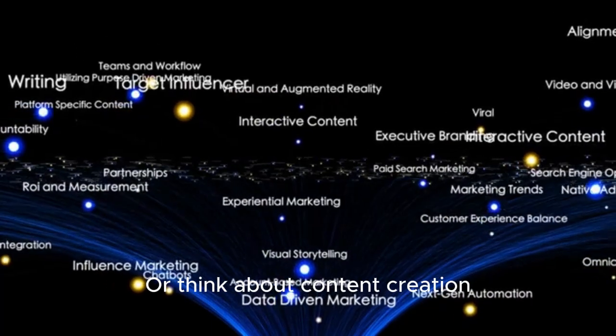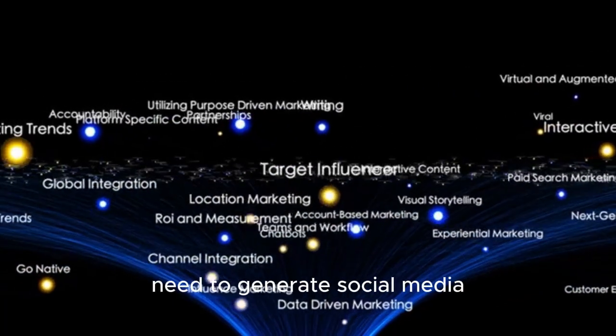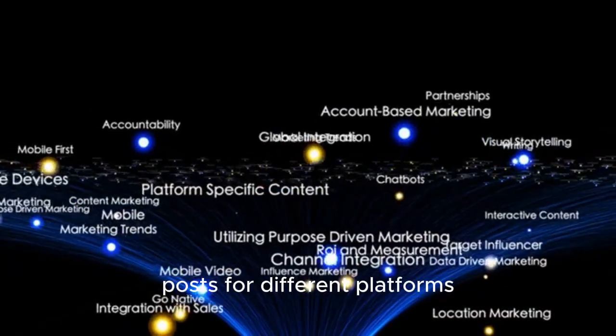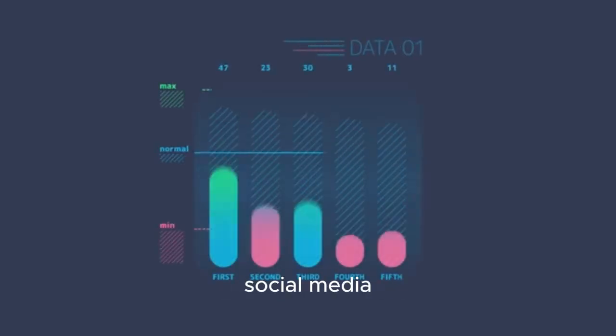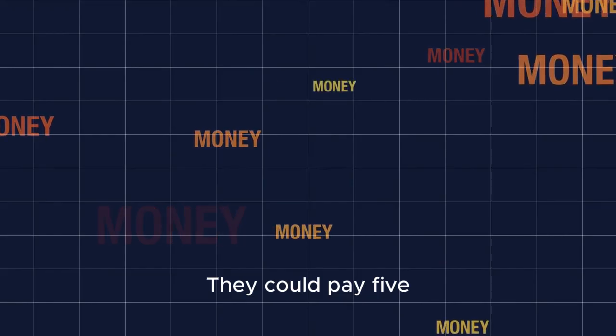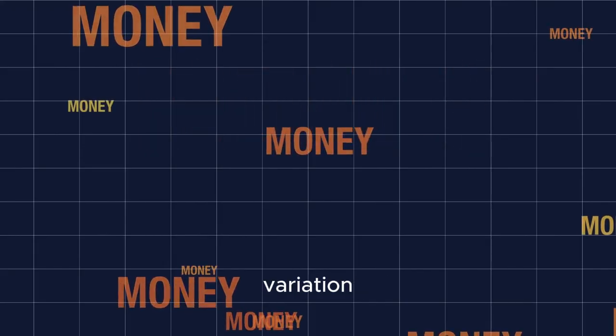Or think about content creation. A marketing team might need to generate social media posts for different platforms. Instead of having a social media manager spend hours drafting, scheduling, and adapting content, paid by the hour, the company could use an AI agent. They could pay 5 cents per generated post variation.